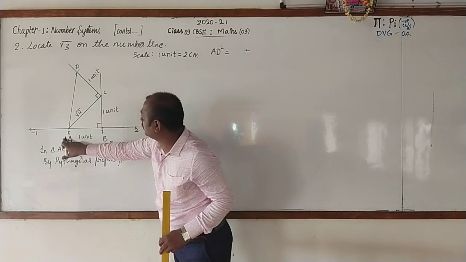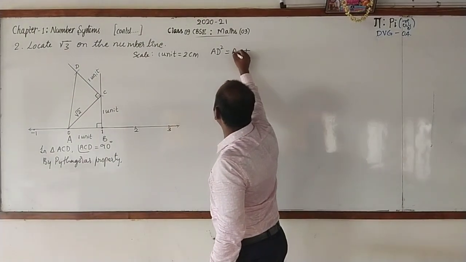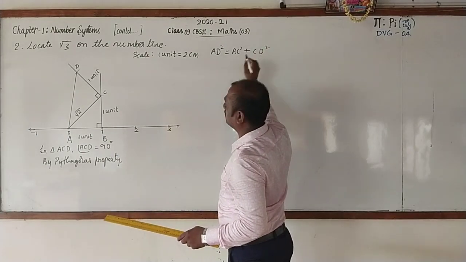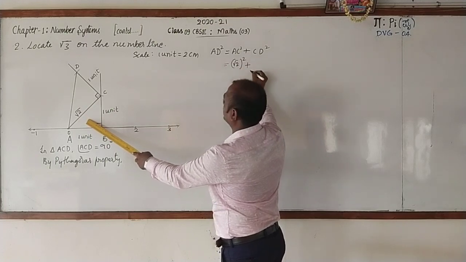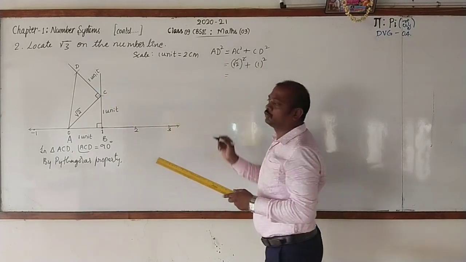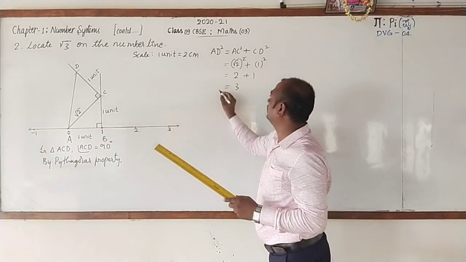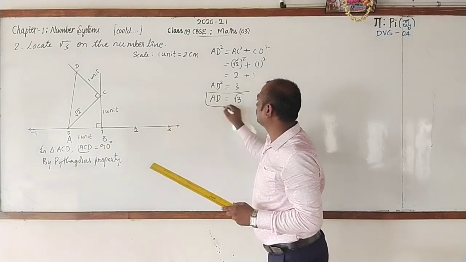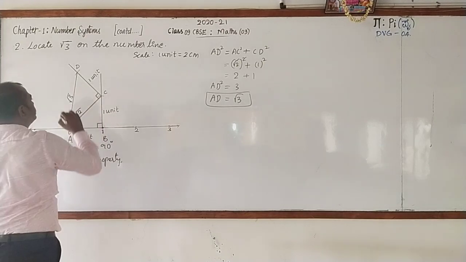AD squared is equal to AC squared plus CD squared, where AC is root 2. So (root 2) whole squared plus CD, which is 1, whole squared. Now square and root cancel, so it is 2. 1 squared is 1. 2 plus 1 is 3. AD squared is 3, so AD is equal to root 3. Got it? Now AD is root 3.